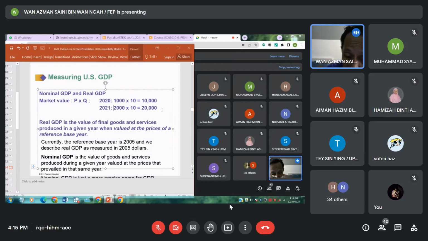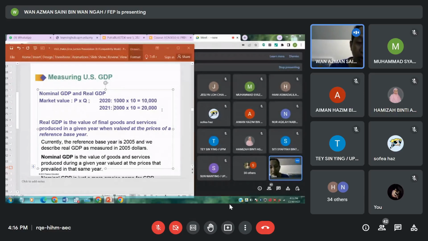We compute for 2021, and let's say the price in 2021 is 2,000, then you use 2,000. In 2020, the price was 1,000, then you use 1,000. You use whatever current price that you have. That is nominal. But on top of that, economists in most cases are going to transform GDP into real GDP.